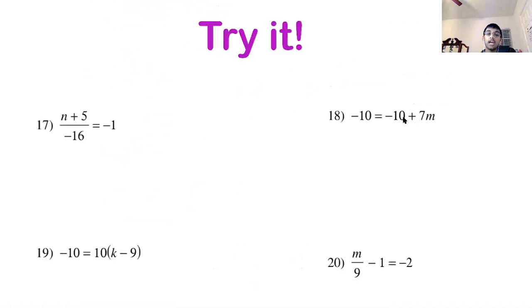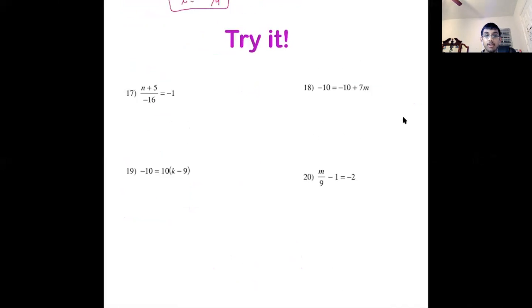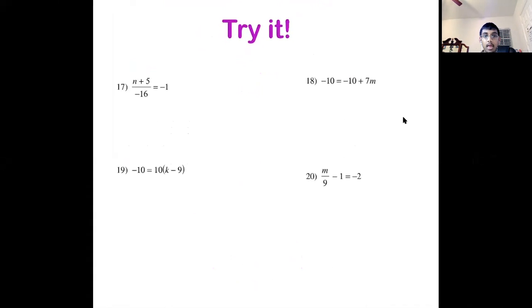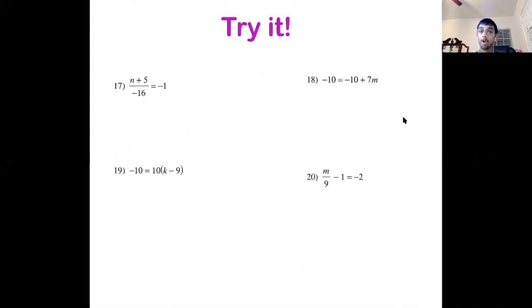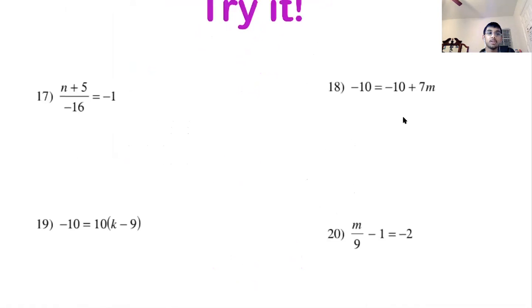So now I want you guys to try some of these problems. I'm going to show you some problems right here. Pause the video, try the problems out for yourself, and then come back when you finish, and I'm going to show you how to do them to make sure that you were able to do them as well. So let's look at some of these. I hope you paused the video and did all the problems. Let's see if you got them right.